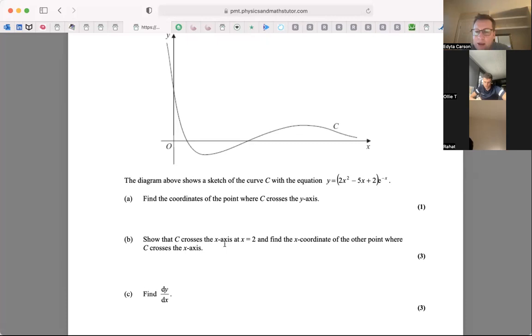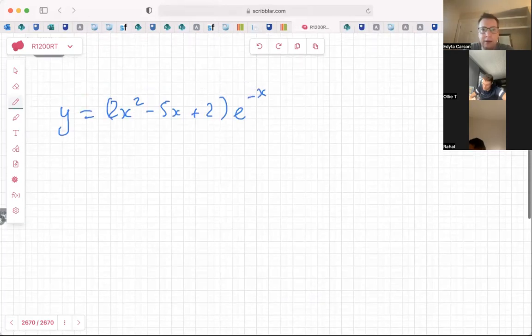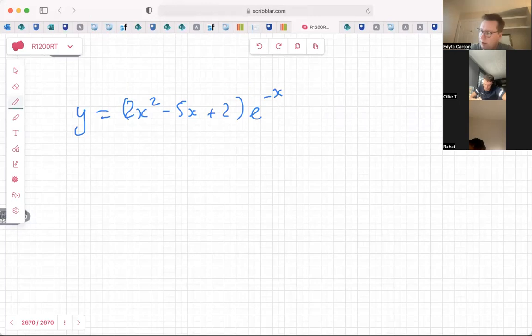So brackets means multiply. So it's a product of two functions which are of a different kind. So we've got a polynomial function, i.e. the quadratic, and an exponential function. If you multiply two different functions together, and you want to differentiate it, you're pretty much going to be using the product rule for that. So what is the product rule? So it was u dx plus v dx.